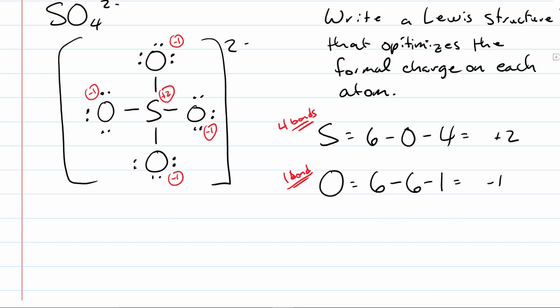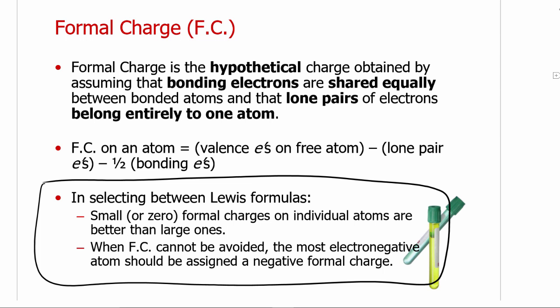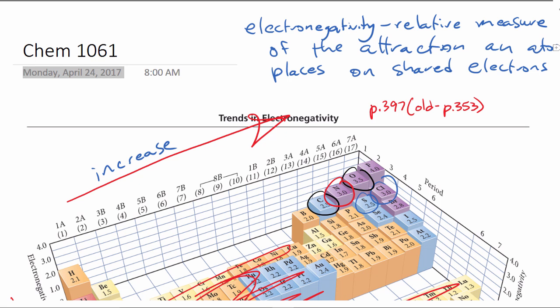Now what's not good about this is, first of all, we don't have any that have formal charges of 0. Ideally, when we try to minimize or optimize formal charges, we like to have as many 0 values as possible. In this case, we don't have any that have 0 values. Secondly, when formal charge cannot be avoided, the most electronegative atom should have the negative formal charge. So if at the end we have a formal charge, and we're looking at this sulfate ion, the negative formal charges should belong to which element between the sulfur and the oxygen?